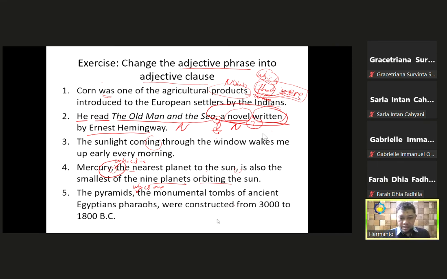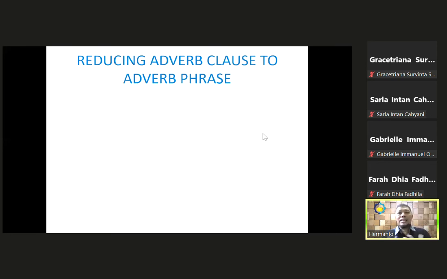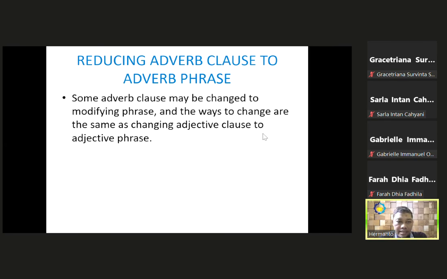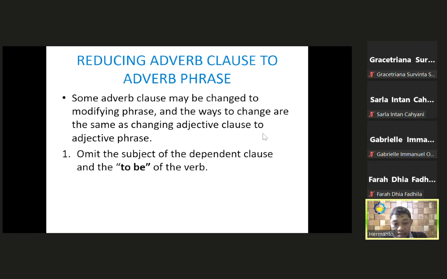Thank you so much. Now let's continue to another clause that can be reduced to a phrase. This is adverb clause, everyone. Adverb clause can be reduced into adverb phrase. Some adverb clause may be changed to modifying phrase, or adverb phrase in this case, because the function of this phrase is to modify. And the ways to change are the same as changing adjective clause to adjective phrase.